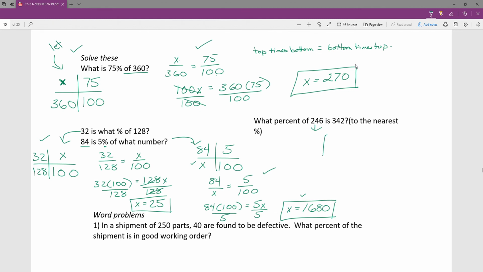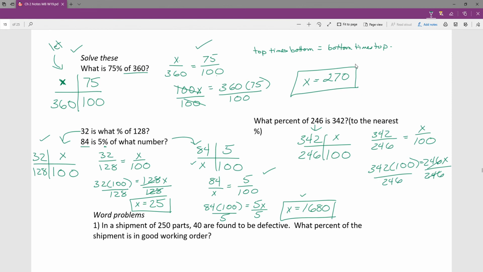The last one, setting it up with the is and the of cues, writing it out as an equation, and then solving for x. Using your calculator, for the answer.